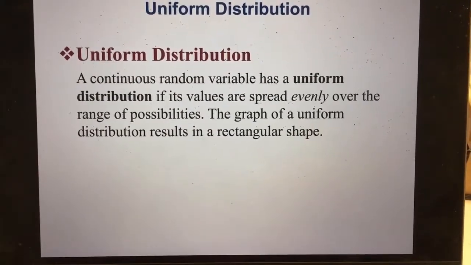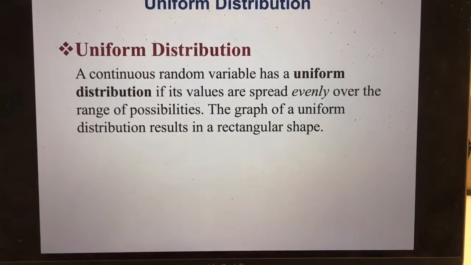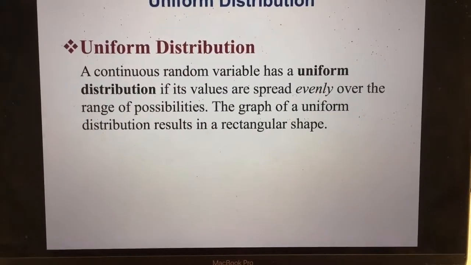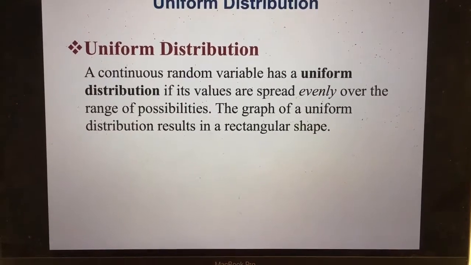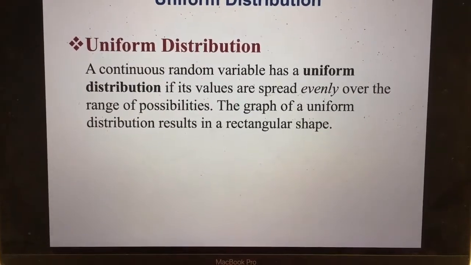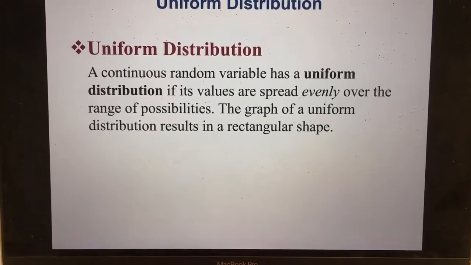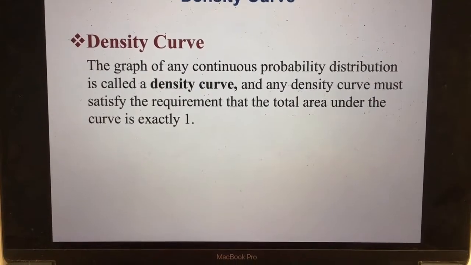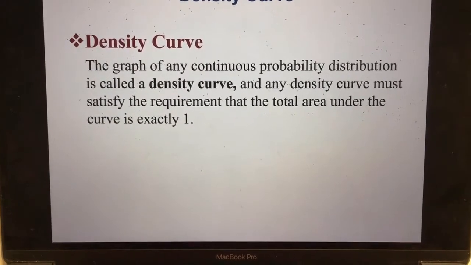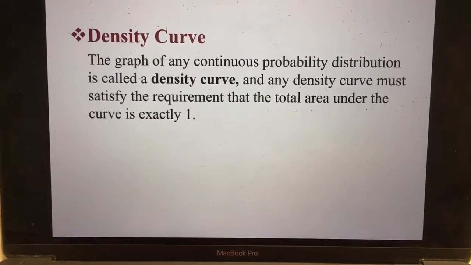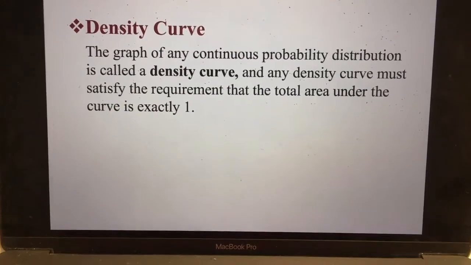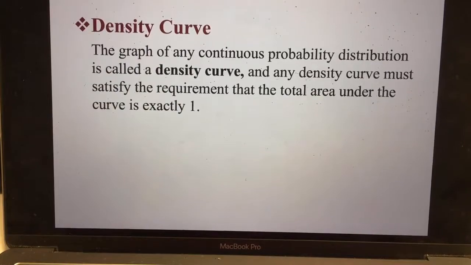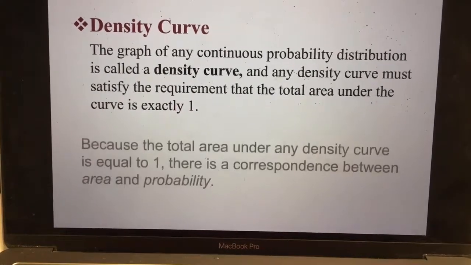Okay, so uniform distribution. A continuous random variable has a uniform distribution if its values are spread evenly over a range of possibilities. The graph of a uniform distribution results in a rectangular shape. So we're about to see one of those in just a minute. The graph of any continuous probability distribution is called a density curve, and any density curve must satisfy the requirement that the total area under the curve is exactly 1.